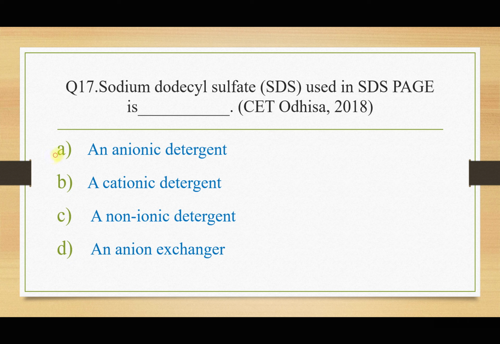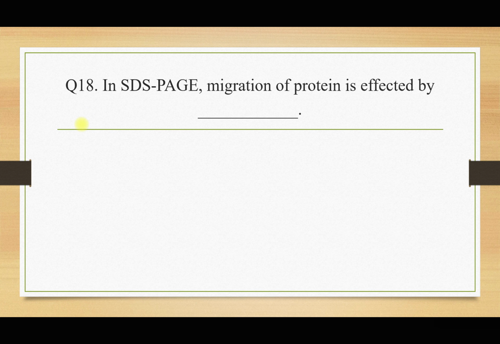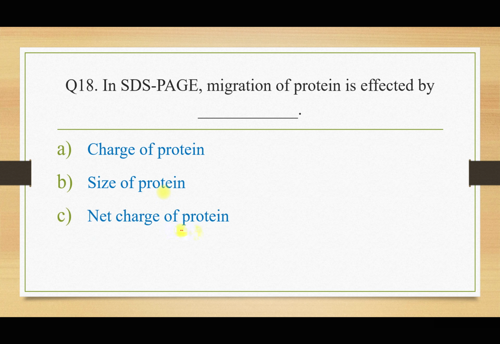Option A is correct. It is an anionic detergent. Next, question number 18. In SDS-PAGE, migration of protein is affected by A, charge of the protein, B, size of protein, C, net charge of protein, D, all of these. Option B, size of protein, is correct.